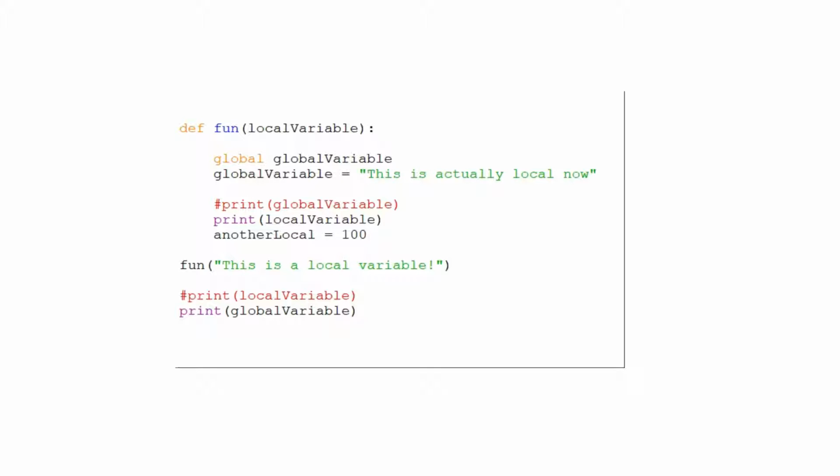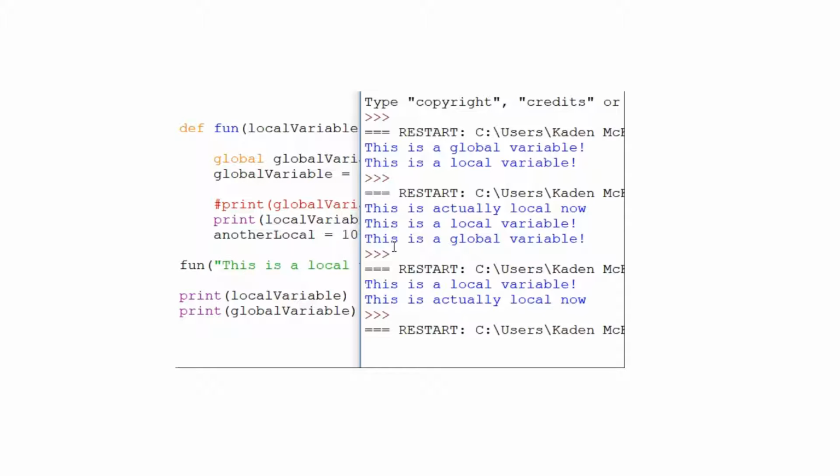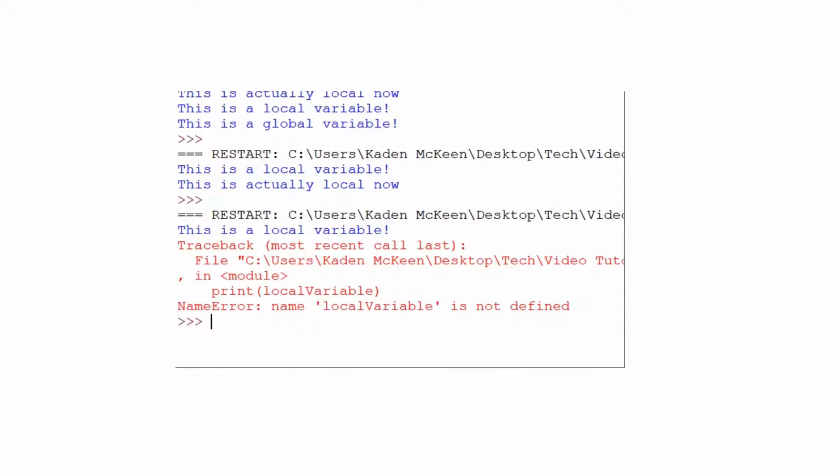The variables local variable and another local are both local and will only ever exist inside of the function. So if we try to print the local variable, we are going to have an error: name local variable is not defined.